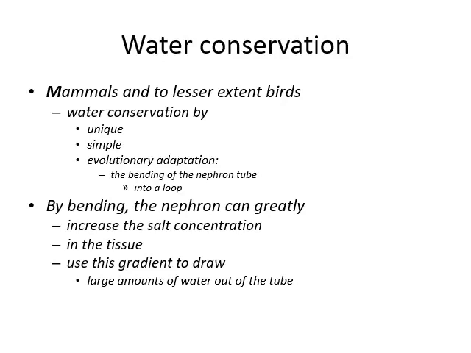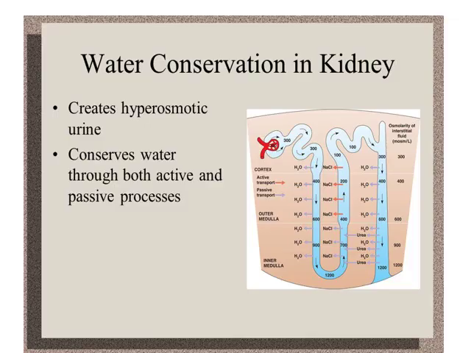Mammals, and to a lesser extent birds, conserve water by a unique, simple evolutionary adaptation, that is the bending of the nephron tube into a loop of Henle. By bending, the nephron can greatly increase the salt concentration in the tissue, so more reabsorption, and use the gradient to draw a large amount of water out of the tube. In this case, the descending loop of Henle will reabsorb more water, then the collecting ducts will absorb more water, but the ascending loop of Henle will not reabsorb water.